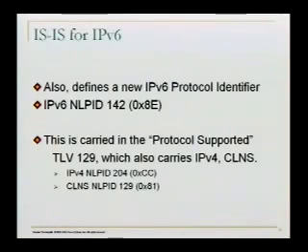The new IPv6 protocol identifier has the NLP ID value of 142. For IPv4, it is 204, and for CLNS, it's 129. The main issue is that if you are running IPv4 with IPv6, you need to have congruent topologies. On these slides, when I mention ISIS for IPv6, it mandates that if you want to run IPv6 along with IPv4, you cannot have incongruent topologies. It means the topologies have to be congruent.